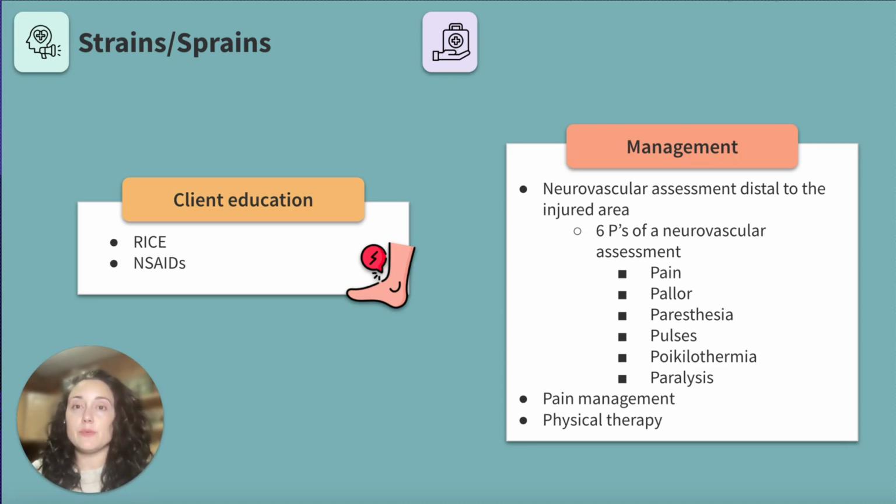Outside of the 6 Ps, we can expect the provider to place orders, like NSAIDs, for pain management. Besides assessment and pain relief, these clients will likely use physical therapy to aid in the healing process. As far as concerns or complications related to strains and sprains go, we know that pain or discomfort would be expected. But can you think of anything else we might want to keep an eye on?